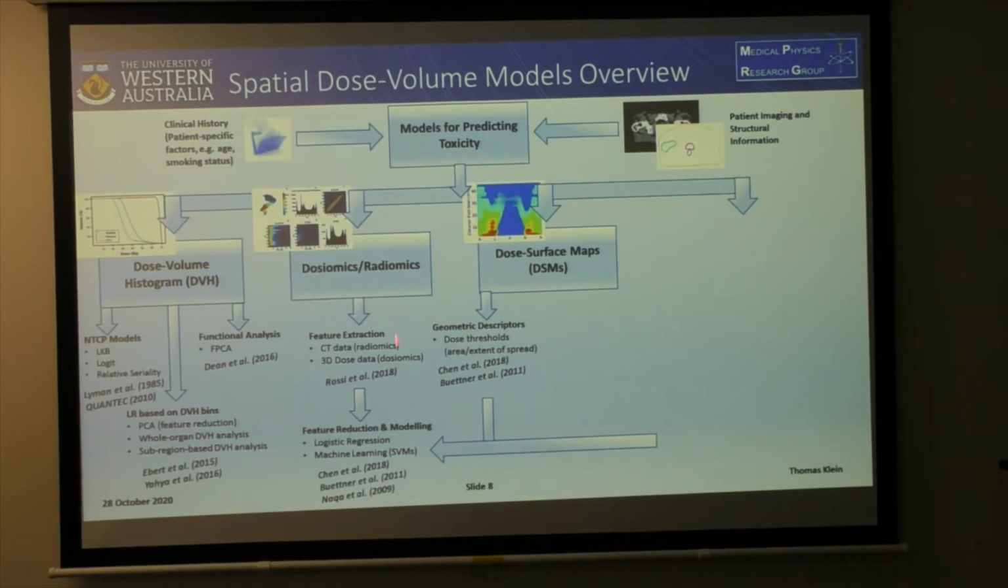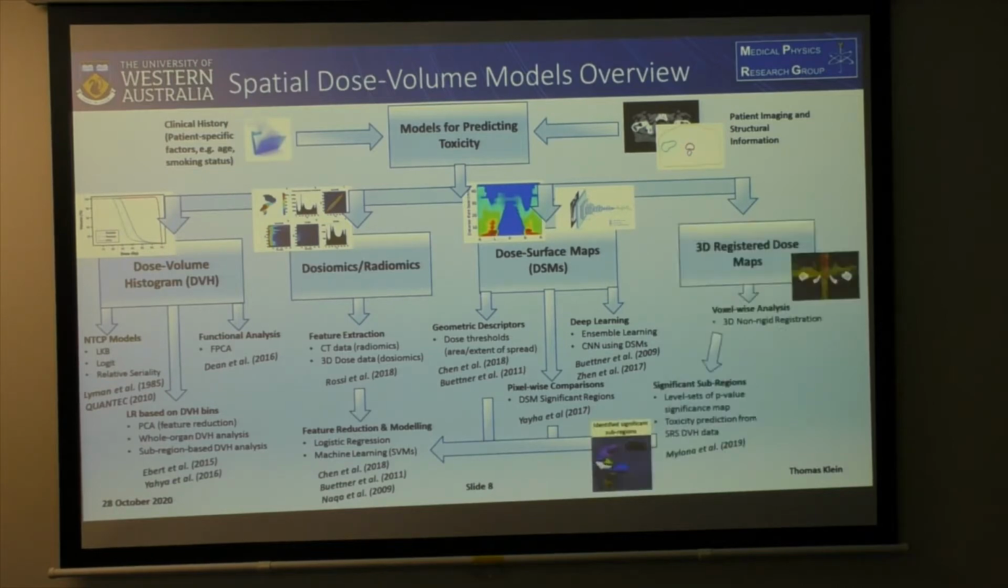And these extracted features can then again be used in the workflow of logistic regression or machine learning for toxicity predictions. Other authors have registered these dose surface maps to a common coordinate system to allow for direct pixel-wise comparisons, and other authors still have utilized deep learning techniques such as ensemble learning or convolutional neural nets for the prediction of toxicities based on these dose surface maps.